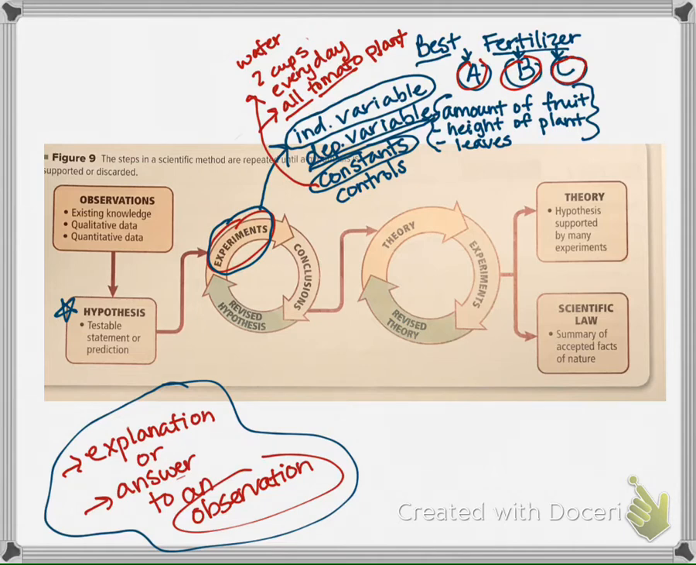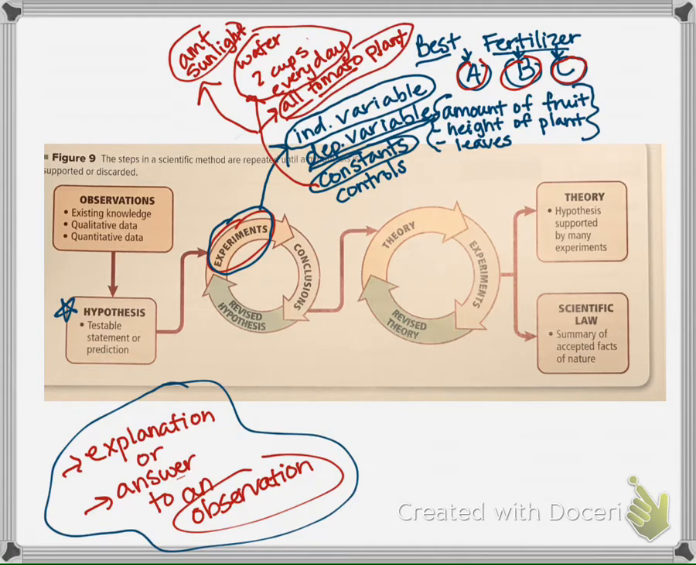So constants are going to be those things that don't change throughout the experiment. It's something that's going to be the same throughout the experiment, all right? Or you could say the amount of sunlight that they get every day. You're going to make those constant. Constants are important because they're going to keep your experiment from being manipulated, that is, not to interfere.